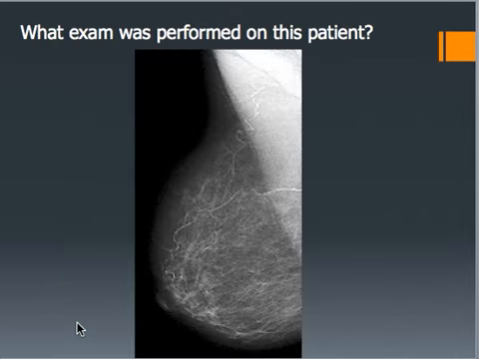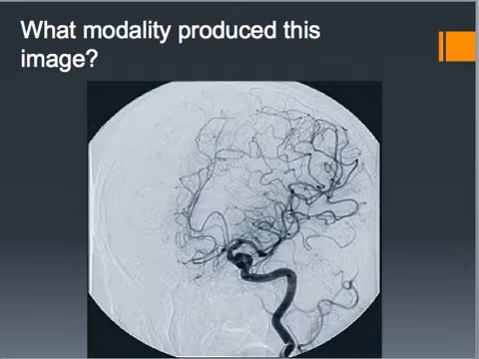What exam was performed on this patient? So this is a breast MRI, or I'm sorry, a breast mammogram. My mistake, breast mammogram. What modality produced this image? This is angiography, right? We're looking at the blood vessels right there in the brain.